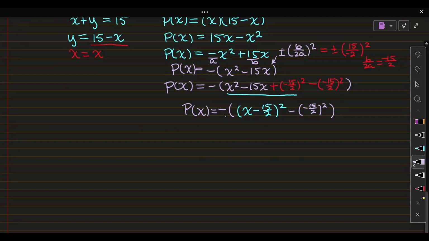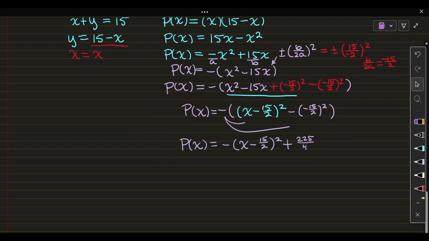I can go ahead and distribute this negative now and have p of x is equal to negative x minus 15 over 2 squared plus 15 squared over 4. 15 squared is 225, so 225 over 4. So this tells me that I can read off immediately that h is 15 halves and k is 225 over 4. My vertex (h, k) equals 15 over 2 and 225 over 4.